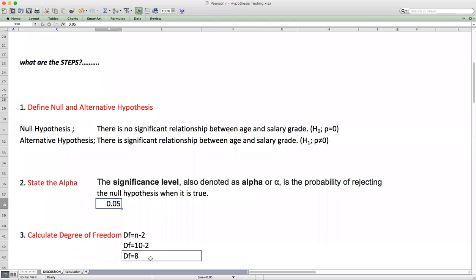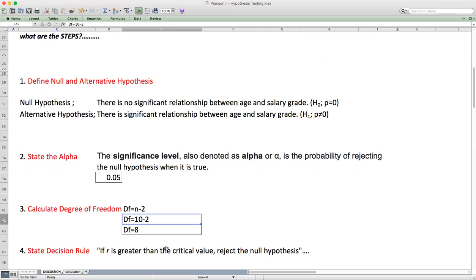And then the third step is we have to calculate the degrees of freedom, where the formula is degrees of freedom equals n minus 2. So our number of respondents would be 10 minus 2. So we have 8 as our degrees of freedom. The reason why we use minus 2 as part of the formula is because we are using two variables. So that is why it is 2.